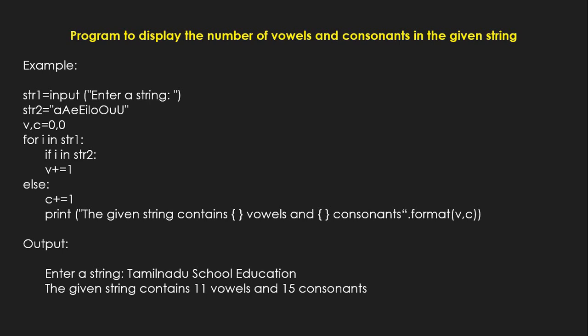Then I'm going to initialize v is equal to 0 and c is equal to 0. Look at that initialization statement there, v comma c equal to 0 comma 0. You can do a multiple initialization also in one line, or you can put v is equal to 0 in one line. In the next line you can say c is equal to 0. But we have combined these two lines together and written v comma c is equal to 0 comma 0. To start with, number of vowels is 0, number of consonants is 0.